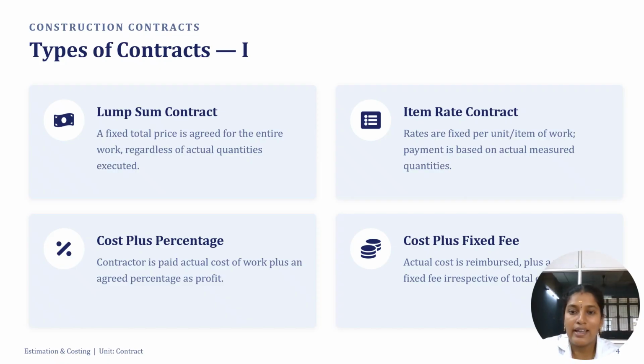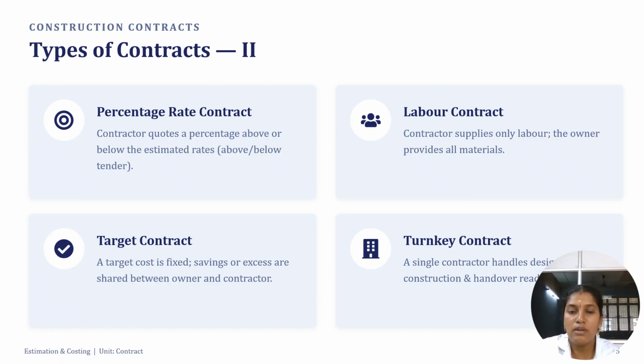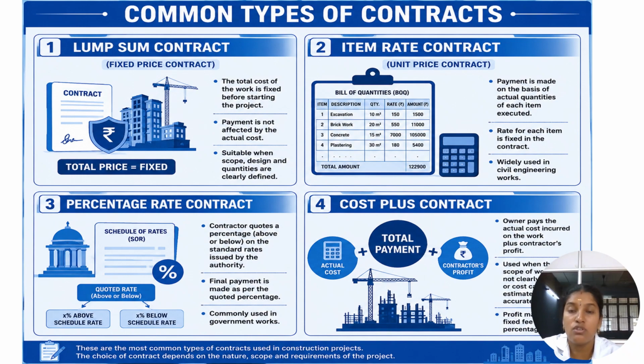Lump sum contract, item rate contract, cost plus contract, cost plus percentage contract, and cost plus fixed fee contract. So these are all the common types, and we also have some other types such as percentage rate contract and labor contract. Here it can be varied for material contract and labor contract. Both come under the category, but they are different, not the same. And turnkey contract is a very important one, and target contract. So these are all the common types of contract. We will see the image representations of each and every contract so that it is easily understandable, right?